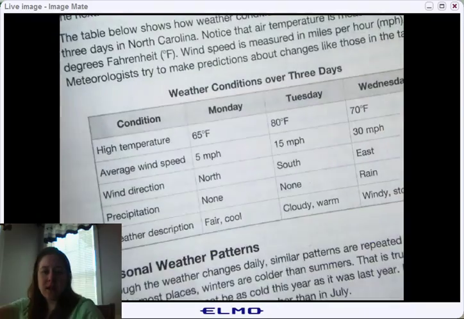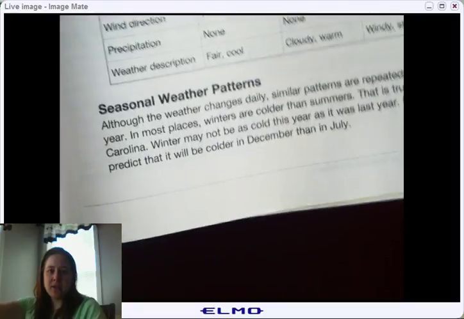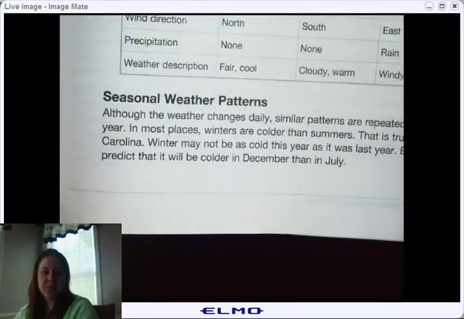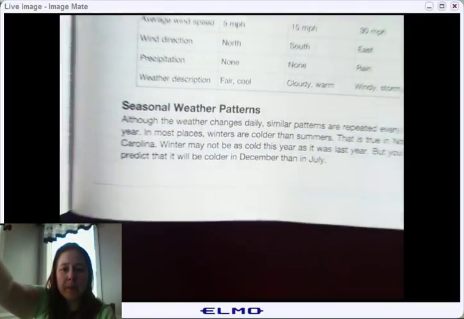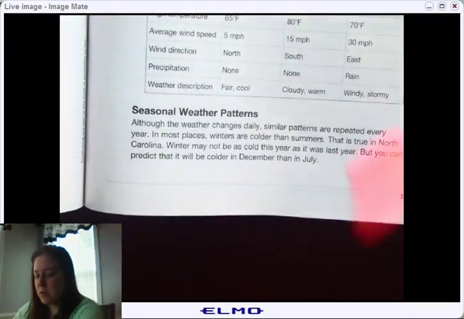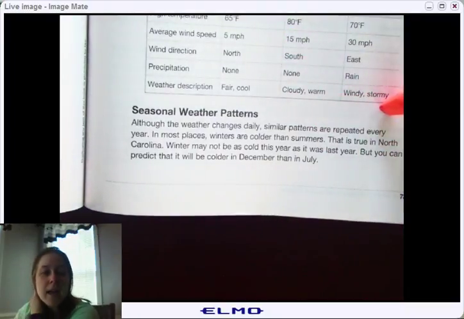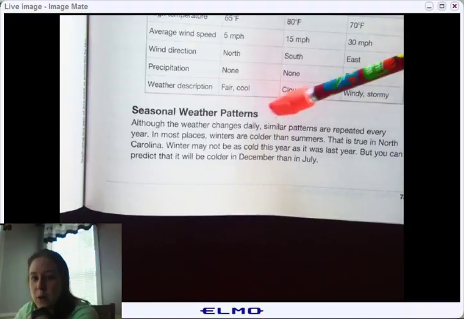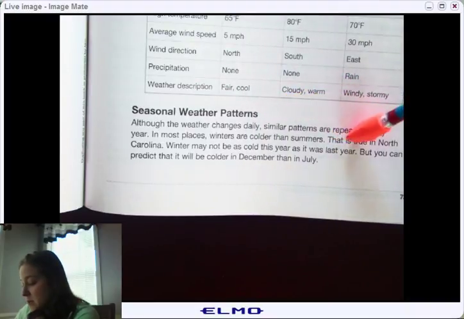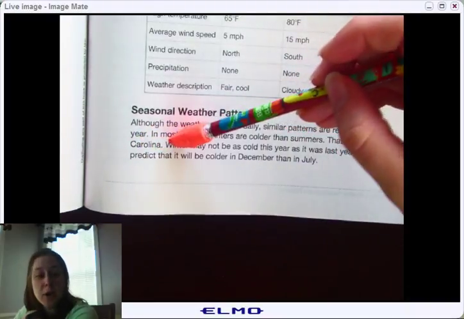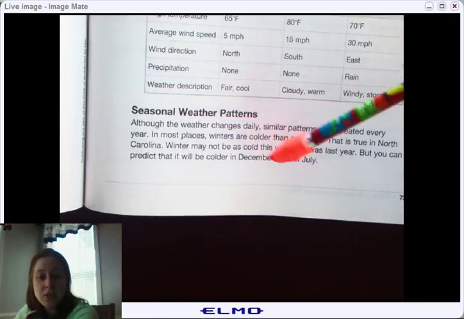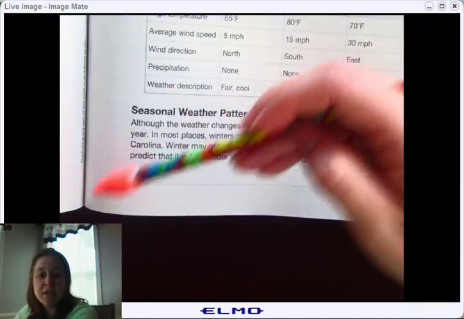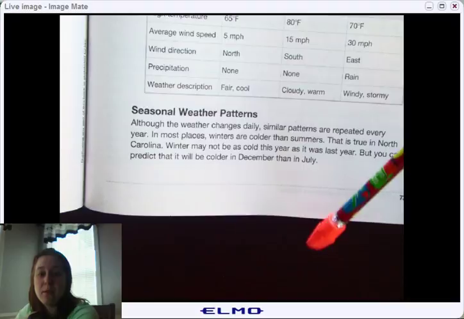Okay, so look down here to seasonal weather patterns. Although the weather changes daily, similar patterns are repeated every year. In most places, winters are cooler than summers. It is true in North Carolina. Winter may not be as cold this year as it was last year, but you can predict that it will be colder in December than in July.